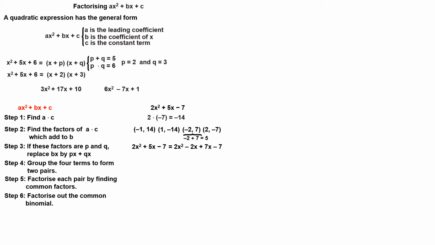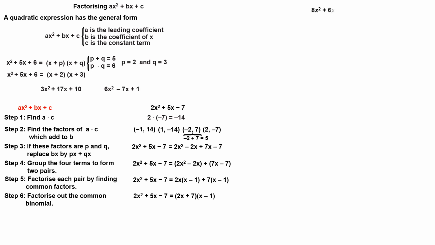Group the four terms to form two pairs. Factorize each pair by finding common factors. Factorize out the common binomial. This trinomial is factorized. Another example.